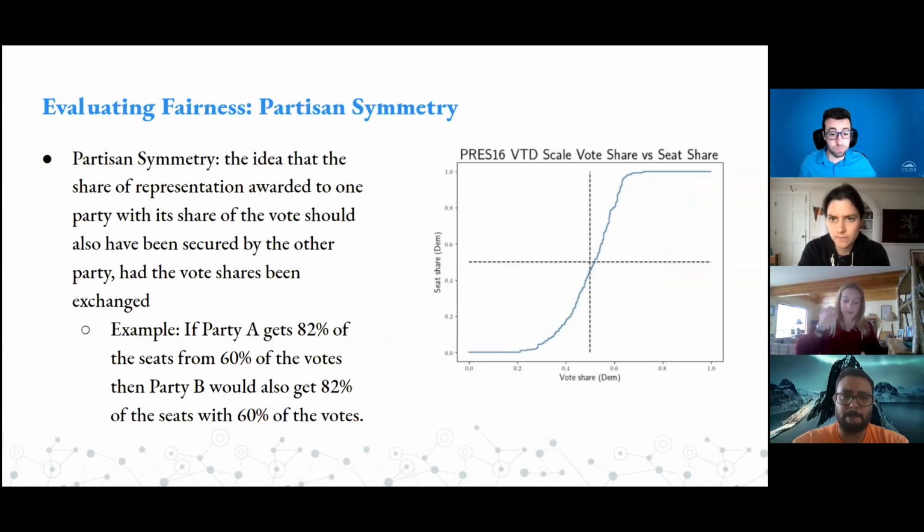And then in the 2016 election, when Donald Trump won the election despite losing the popular vote, the partisan symmetry standard was not met because the Democrats had over 50% of the votes, then it should have been the majority to win. But because it didn't go through that point there, then it was not met.